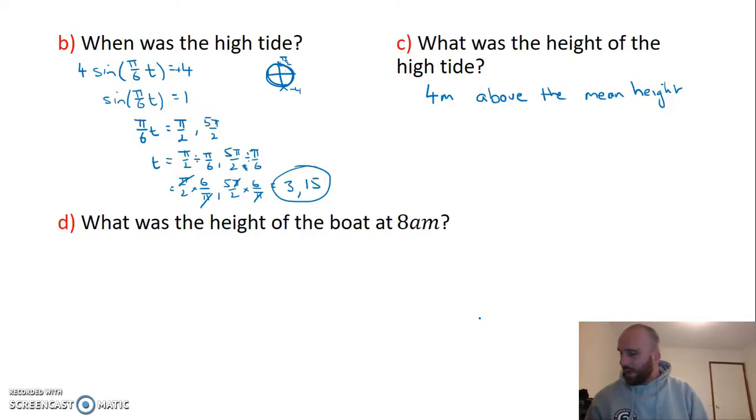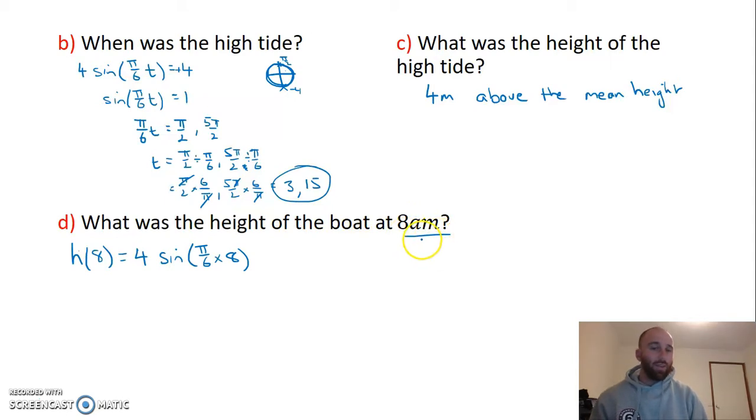So the next one says, what is the height of the boat at 8 a.m.? So what we're going to do is, if we look at our formula, we're going to go h of 8 into our formula. So this becomes 4 sine pi on 6 times 8. So remember that 8 a.m. is 8 hours after midnight.